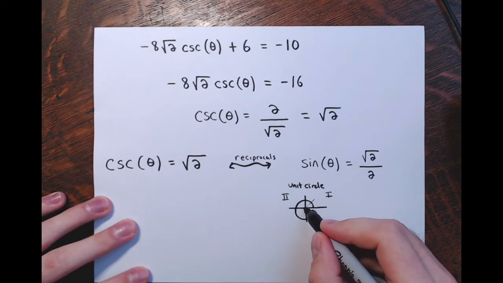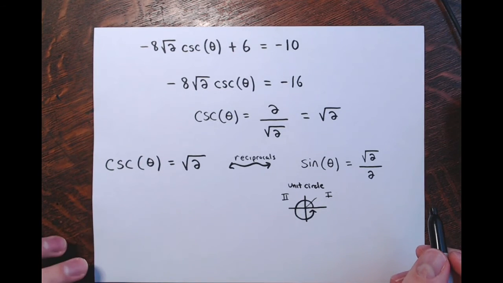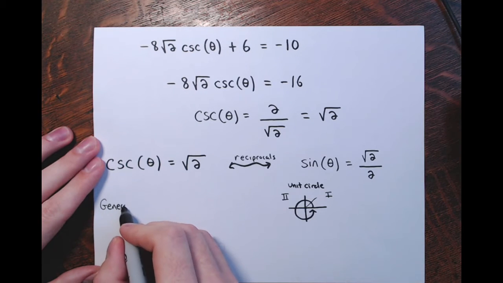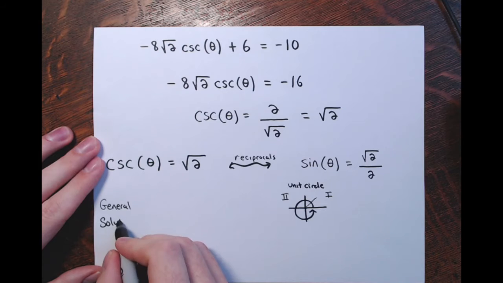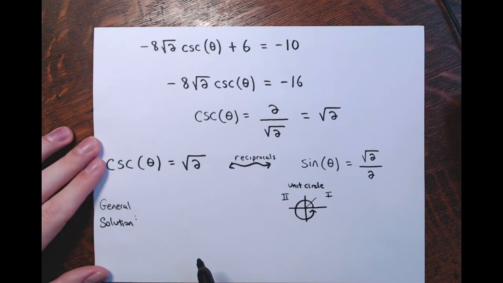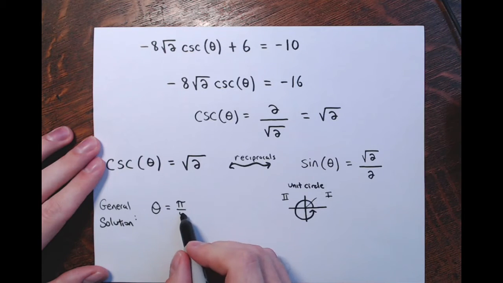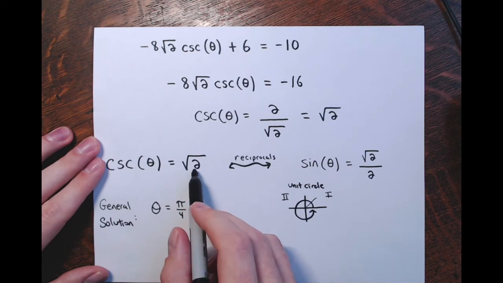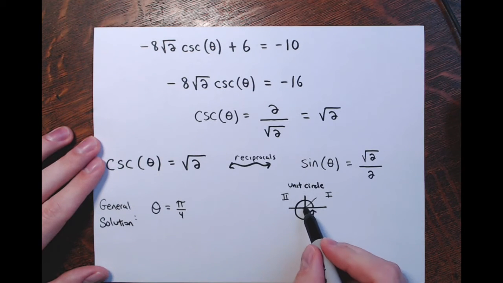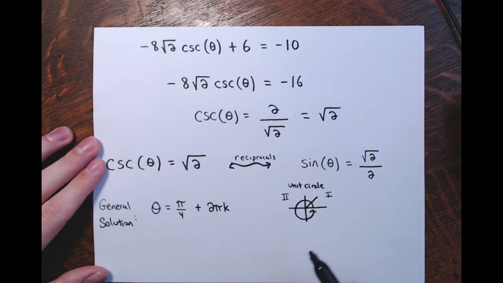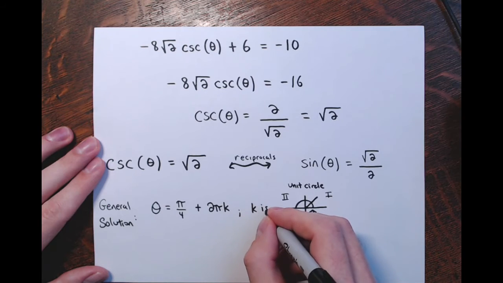Now the quadrant 1 angle should be easy enough. That was 45 degrees or pi over 4 radians. So I'm going to start writing the general solution, describing all infinitely many solutions to this equation. One of these was pi over 4. The cosecant of pi over 4 would be square root of 2. But then I could take that pi over 4 and add 2 pi, subtract 2 pi. I could really add any multiple of 2 pi and get the same result. And this is where k is any integer.